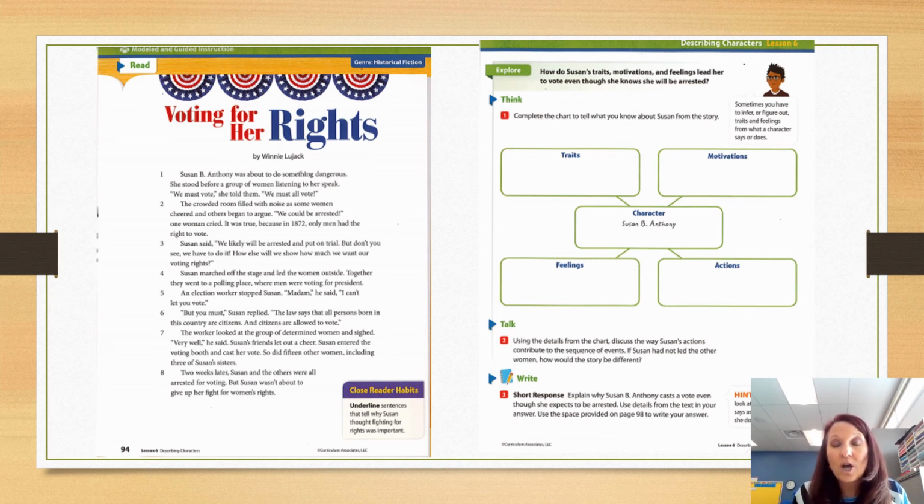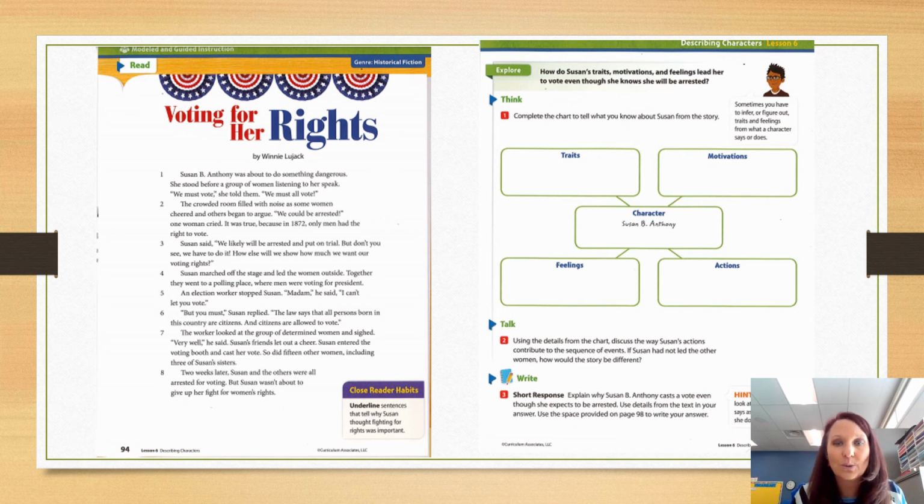Okay, so now that we've read that twice, you read it once and I read it with you, your job is going to be to look back through this text for those traits that you would use to describe Susan B. Anthony. And then the motivations. Why did she do what she did? Why did she go ahead and vote when she knew she could be arrested? What was her motivation? Then feelings. How do you think she's feeling while all of this is happening? And then finally, the actions. What actions did she take in the story?